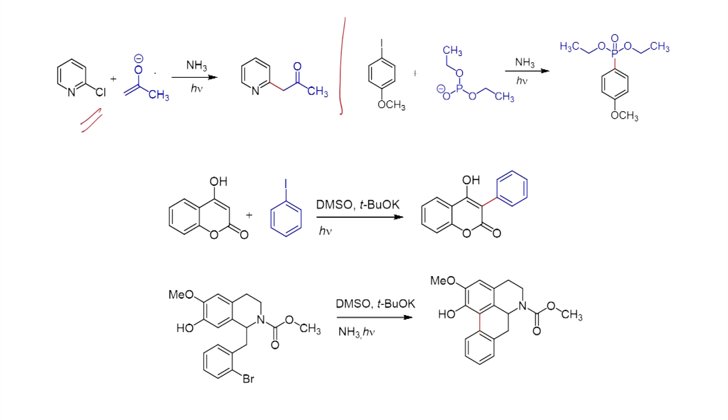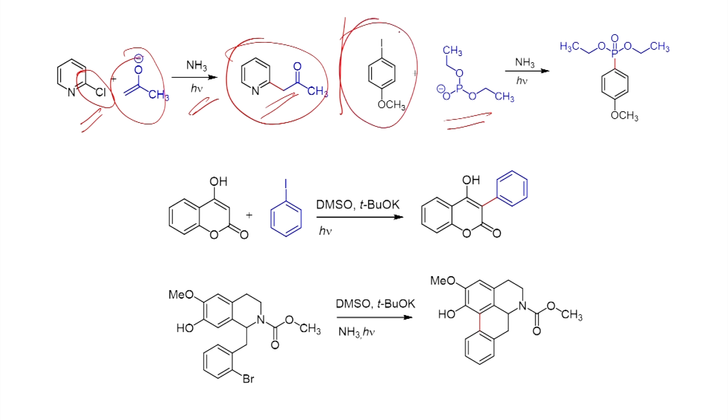In this case, the reaction of 2-chloropyridine with this enolate is shown, which can be generated from acetone. When you treat this enolate with 2-chloropyridine in the presence of light, it can undergo a substitution reaction in place of Cl through a radical ion intermediate, and you will be able to do alkylation. And similarly here, the reaction of 4-iodoanisole is shown with this phosphorus compound in the presence of light. Again, here you make a C-P bond.